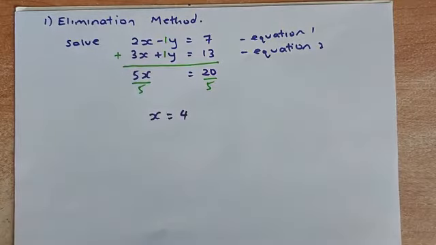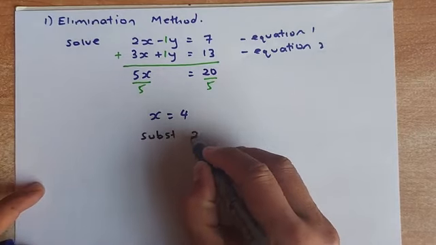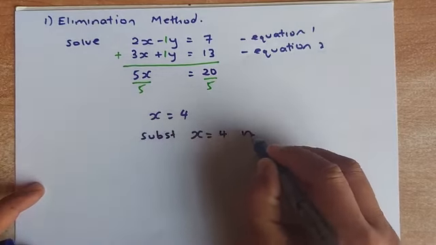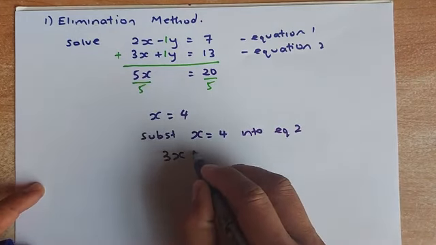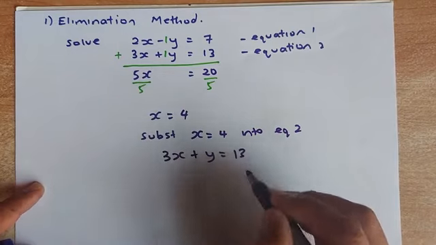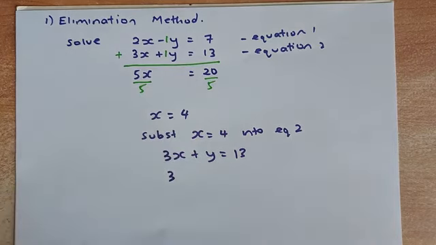That is not all. You have to find your y. To find your y, you need to substitute into either equation 1 or equation 2. So we decide to do equation 2 because it seems to be easier. So substitute x equals 4 into equation 2. The equation 2 is 3x plus y equals 13. Now you know that your x is 4, so you're going to replace x with 4.